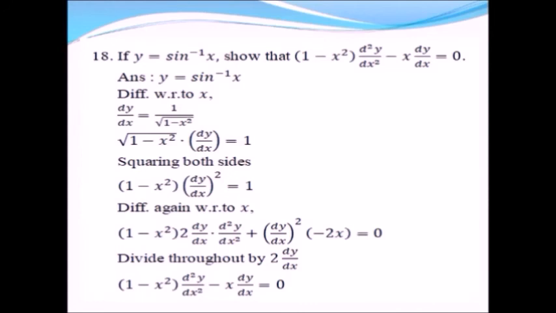Squaring both sides, square root of 1 minus x square whole square is 1 minus x square into dy by dx whole square is equal to 1 square is 1. Now I am differentiating once again. Left hand side is product of two functions, so using product rule, first function as it is, that is 1 minus x square as it is.